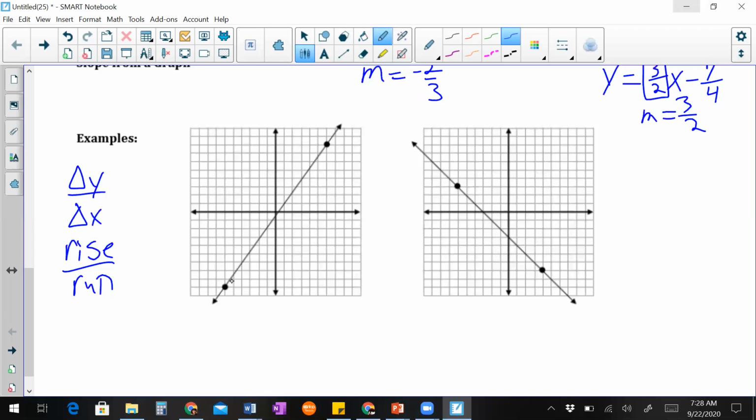So let's start here at the bottom, and we're going to go up, and we're going to count 1, 2, 3, up to 17. So our rise is 17. We went up 17. And we're going to go to the right. 1, 2, 3, up to 12. And our run is 12. We can't reduce that any, so that is our slope. Our slope equals 17 over 12.